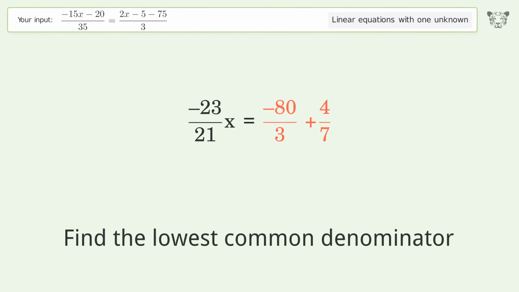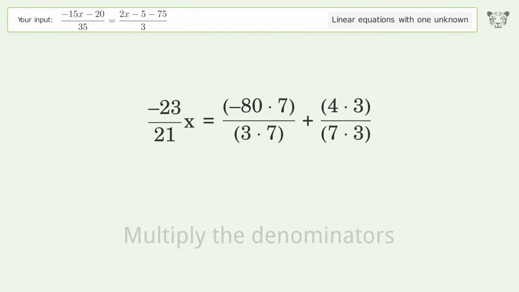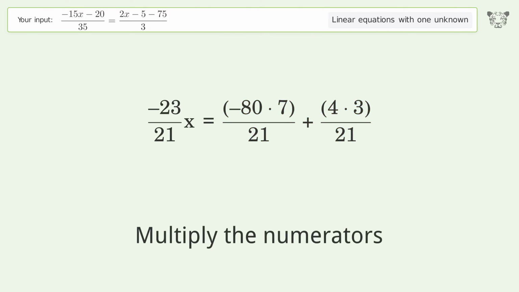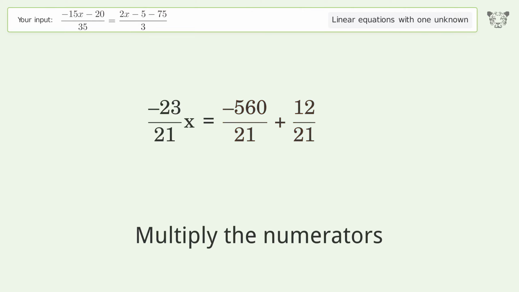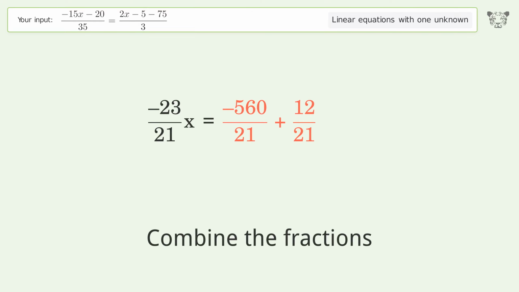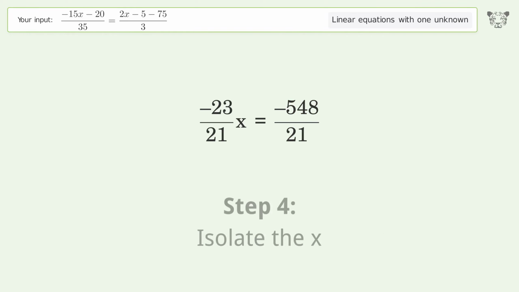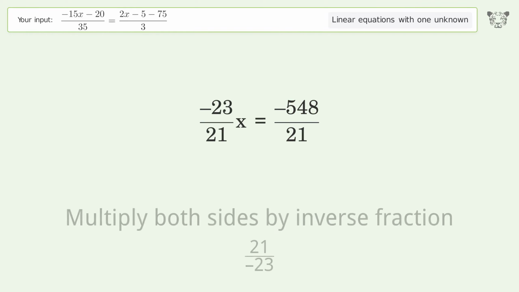Find the lowest common denominator. Multiply the denominators. Multiply the numerators. Combine the fractions. Combine the numerators. Isolate the x. Multiply both sides by inverse fraction 21/-23.